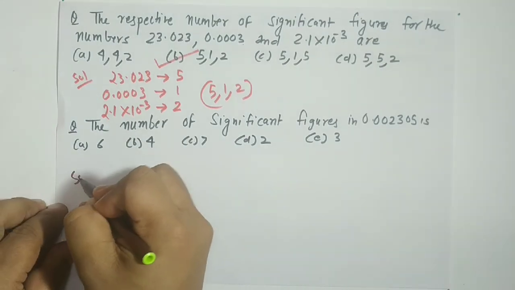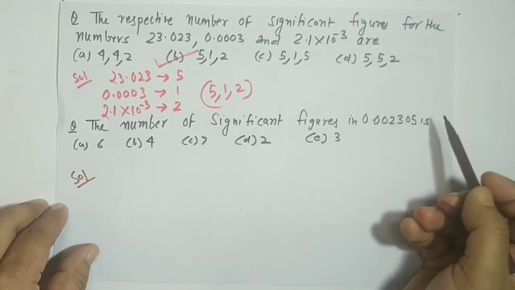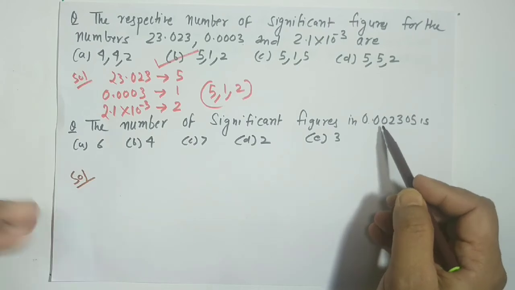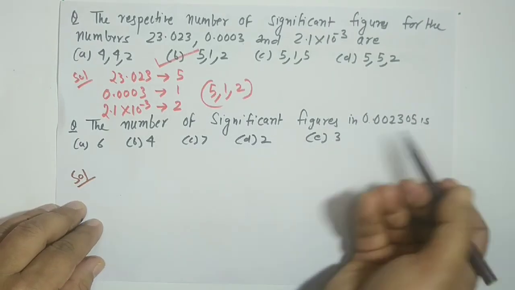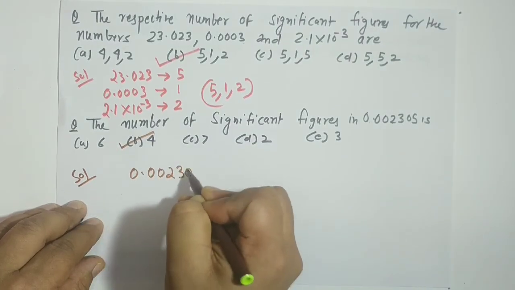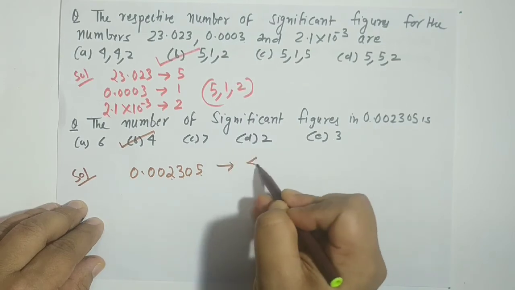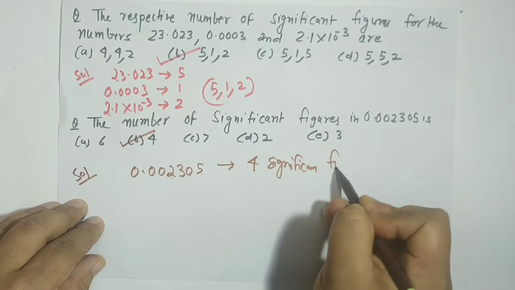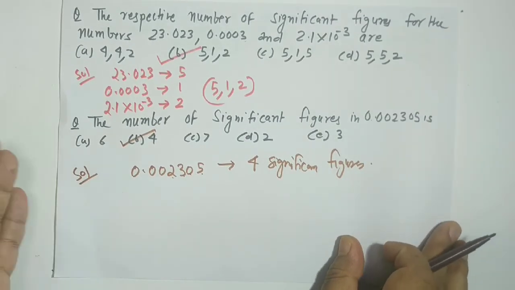Now the next one is also related to the number of significant figures. Now can you tell me? Very easy. 0 is here, 0 is here, 0 is here. So they will not be counted on the left side. So what is the number? 1, 2, 3, 4. So they have what? 4. So this is the answer. Very easy. 0, 0, 2, 3, 0, 5. So 1, 2, 3, 4. So they have 4 significant figures. So very easy, you just have to practice these questions. So these are the questions related with significant figures.